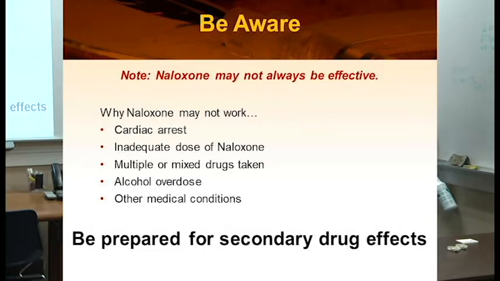Mixture of multiple drugs taken. So again, sometimes you have drugs that are in your system. You start combining different drugs and unique things happen. Alcohol, it will not work on alcohol. It only works on opioids. And any other kind of medical conditions. So be prepared for secondary drug effects.